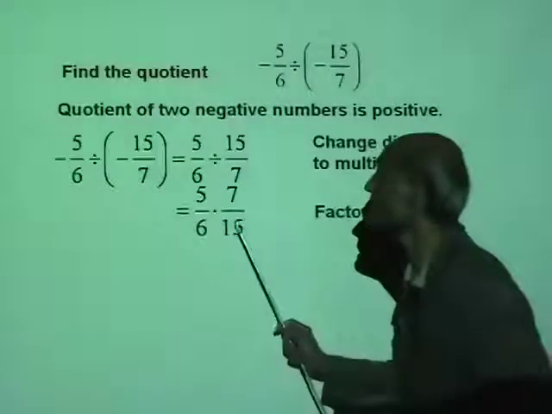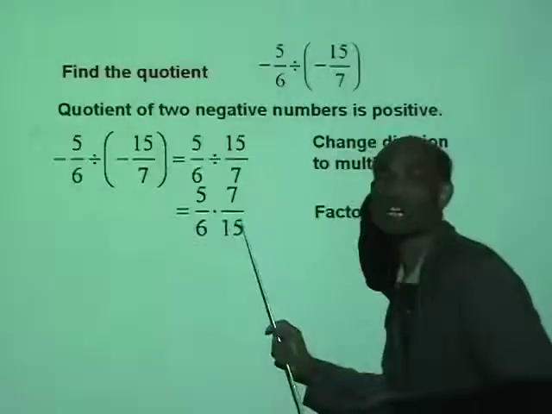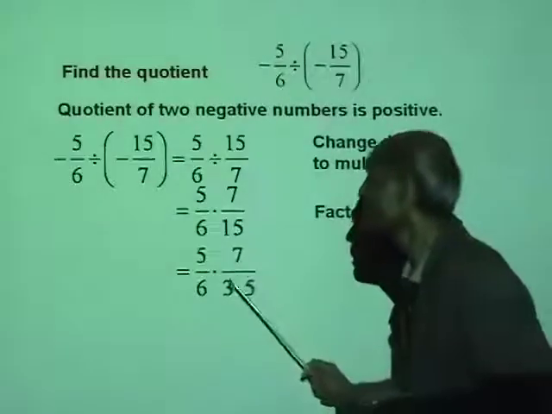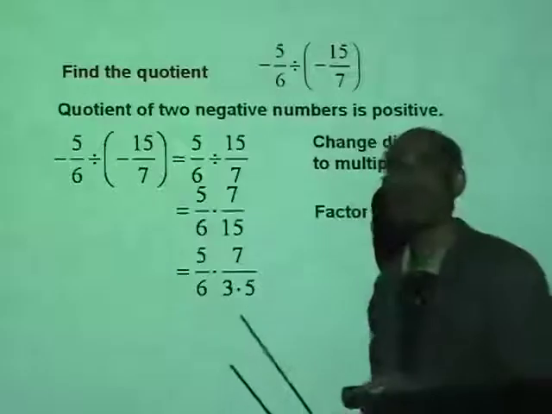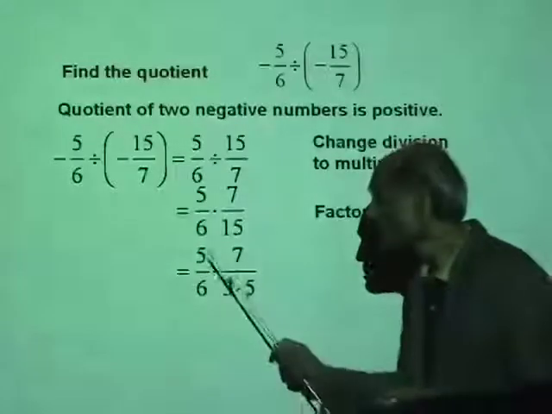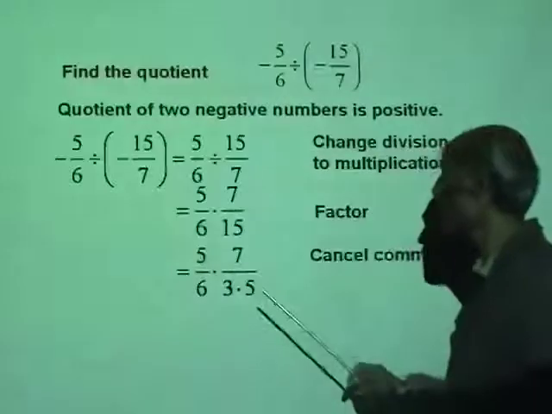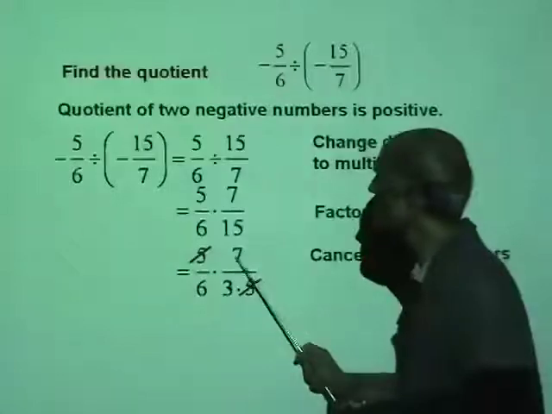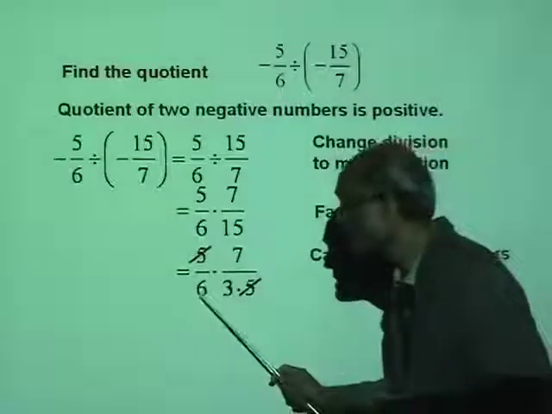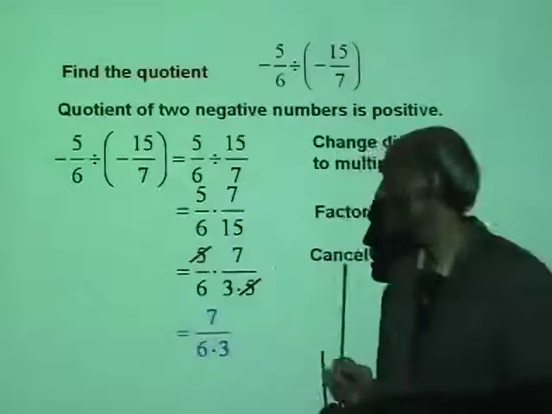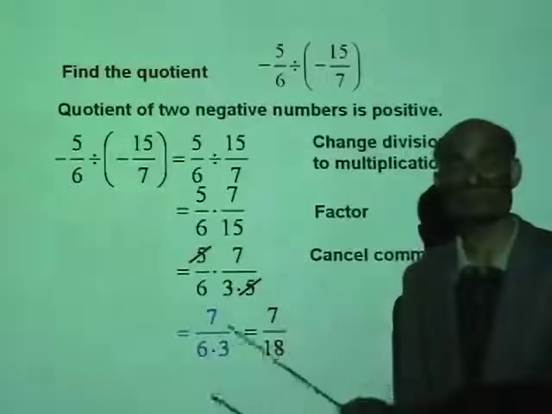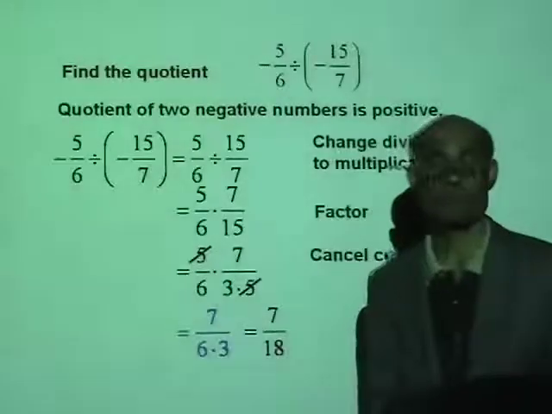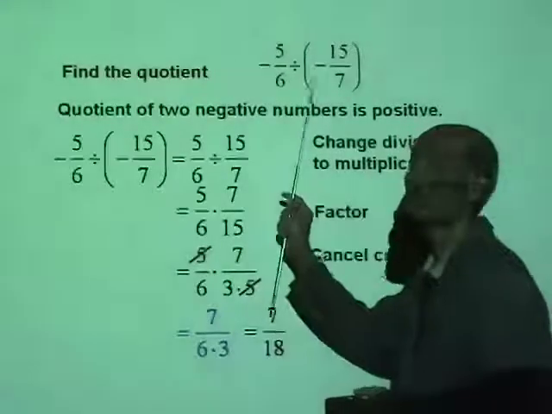And now factor the numbers. You need only factor the 15. That will be 5 over 6 times 7 over 3 times 5. Now why did I do that? So that I can cancel the common factors. 5 goes with 5, leaving a 7 on the numerator and 6 times 3, 18, on the denominator. The answer is 7 over 18. I hope you can do these kinds of problems without making a mistake.